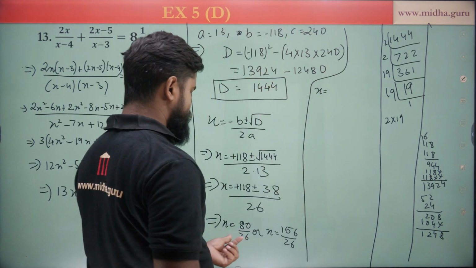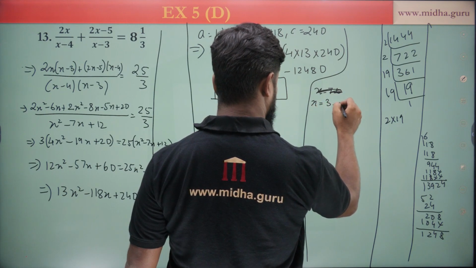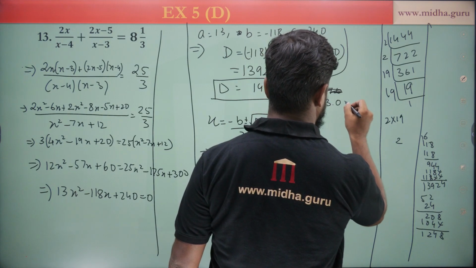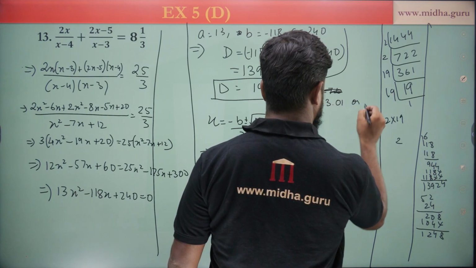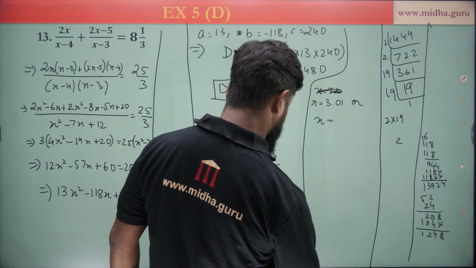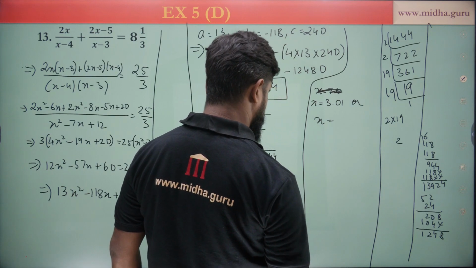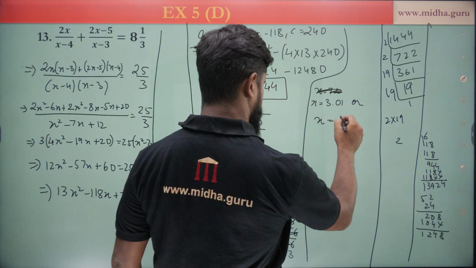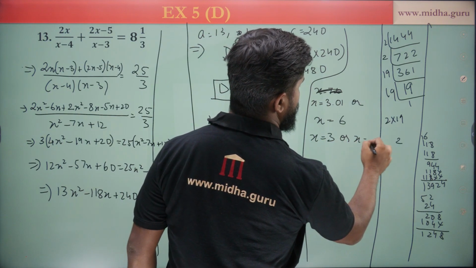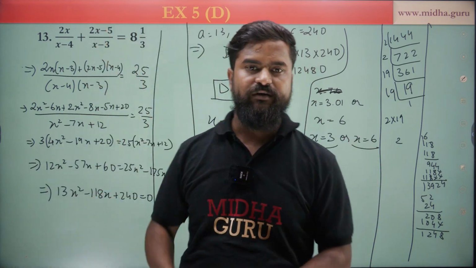Which means x is equal to 3.07, or x is equal to 156 by 26, which we can equate as 13 into 78, will go 6 times. So x is either equal to 3 or x is equal to 6. These are the roots for the given quadratic equation.